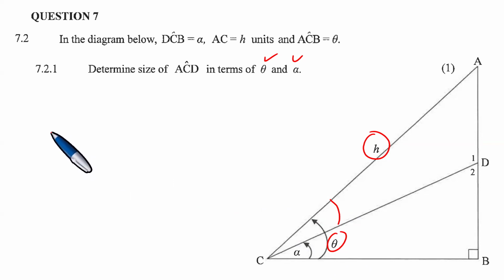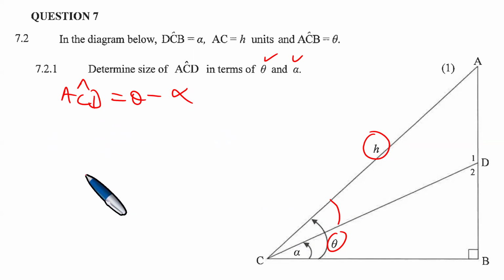So that would mean the angle ACD is equal to theta minus alpha, because that is what we want. The angle ACD equals theta minus alpha. Okay, good. Next question.